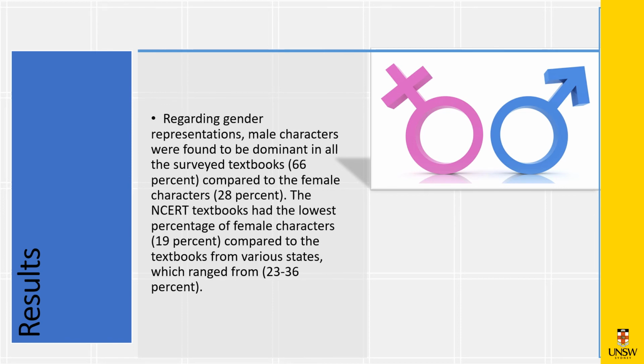With regard to gender representation, male characters were found to be dominant in all the surveyed textbooks, 66% compared to the female characters, 28%. The NCERT textbooks had the lowest percentage of female characters, 19%, compared to the textbooks from various states, which ranged from 23 to 36%.